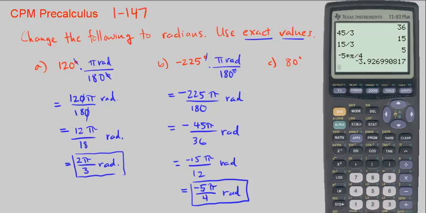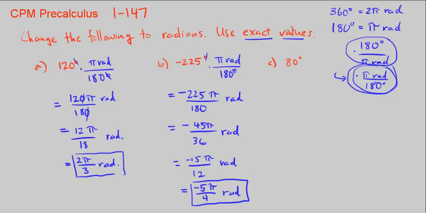Okay, so part C, again, we multiply 80 degrees by the conversion factor, pi radians over 180 degrees, and that's equal to 80, the degrees cancel out, 80 times pi radians over 180, no more degrees. We can divide the numerator and denominator by 10. 80 divided by 10 is 8. We still have times pi. 180 divided by 10 is 18.